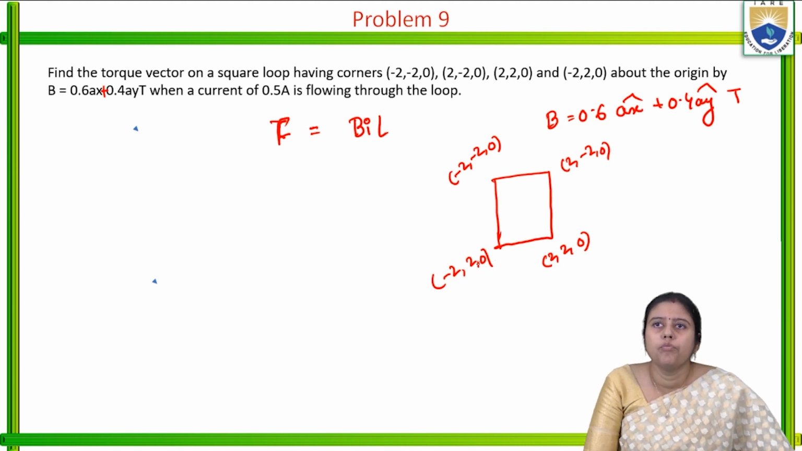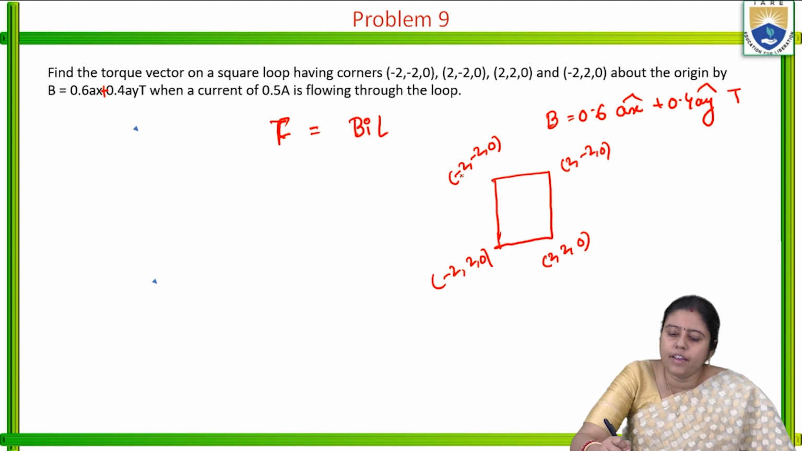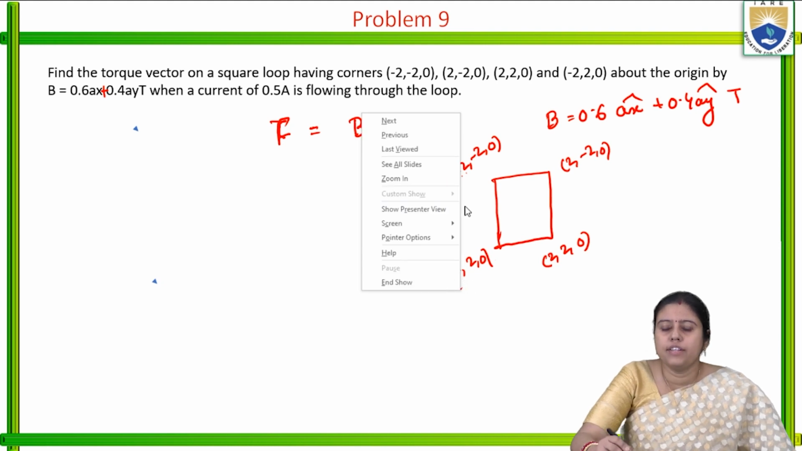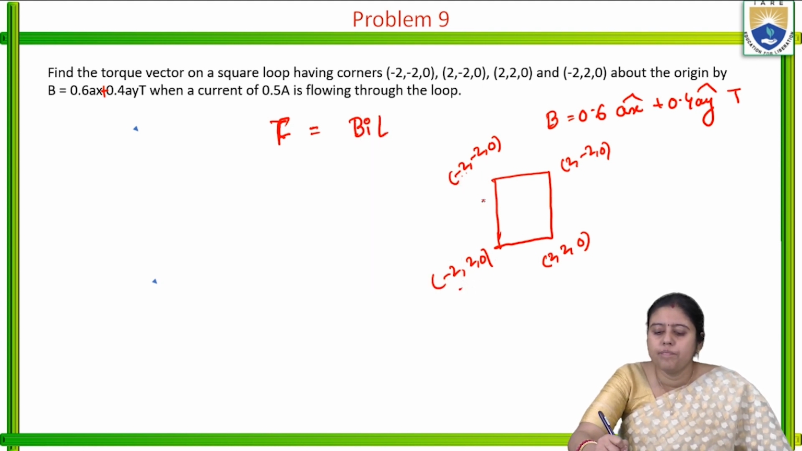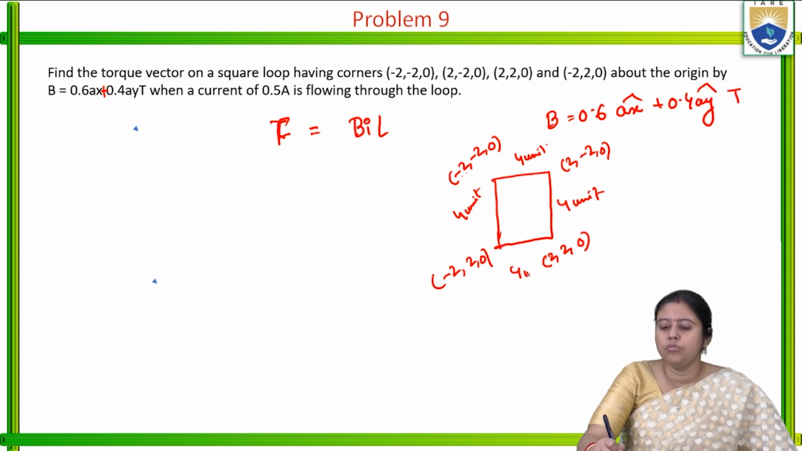So these are the 4 points. How to get the L? If you calculate, we know end point minus starting point, minus 2 minus 2. So it is 0, minus 2 plus 2, it is 4 units. So if we calculate, all the values are in 4 units.